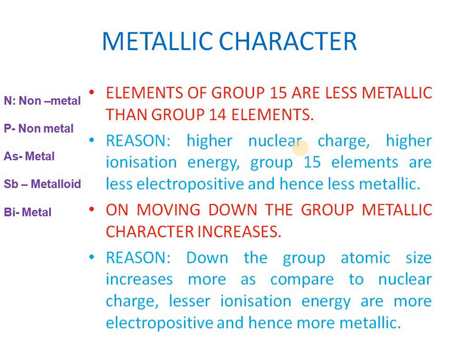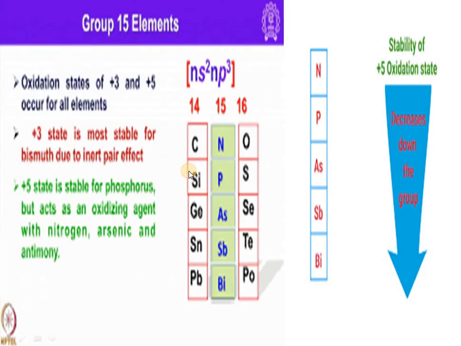Similarly, when moving down the group, what happens? The atomic size is increasing and the ionization energy is decreasing. The tendency to lose electrons will be more. Therefore ionization energy will be less, and the element will be more electropositive, more metallic. So down the group, metallic character increases. That's why I told you that arsenic also comes under the metalloid or non-metal. Fine.